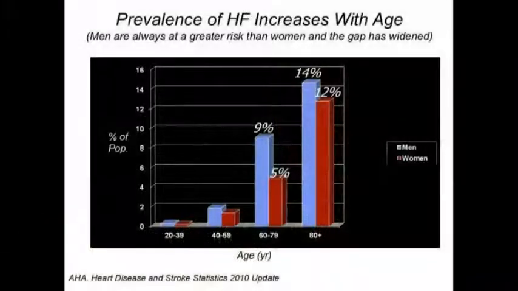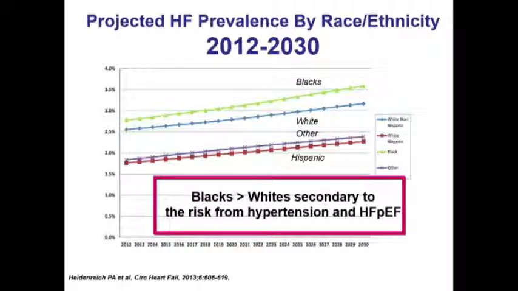women and 1 in 7 men who are octogenarians or older have had a diagnosis of clinical heart failure. So clearly it increases with age, and men always are at greater risk for heart failure than women. When you look at the ethnicities, you can see that this recent publication projecting up to 2030 shows that blacks are always at greater risk for heart failure, clinical heart failure, than whites, than other ethnicities, and then Hispanics.